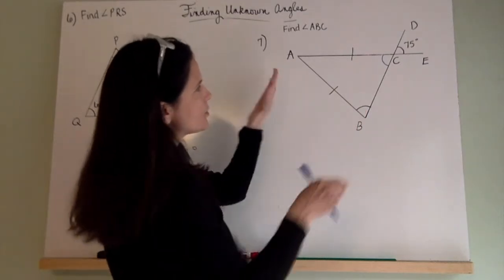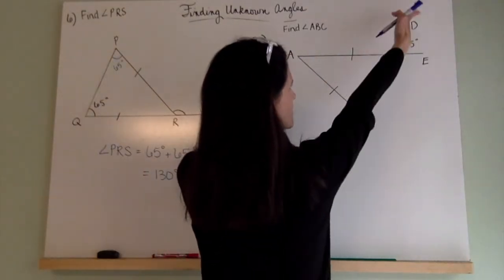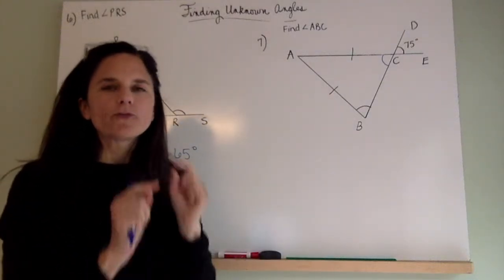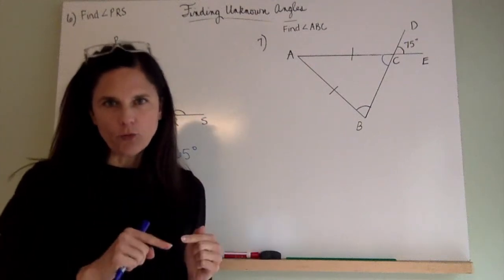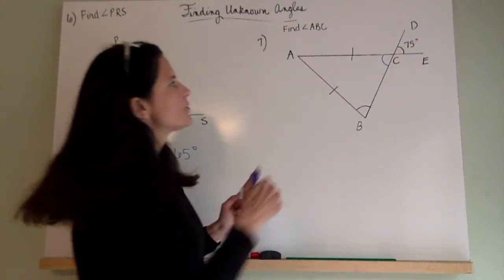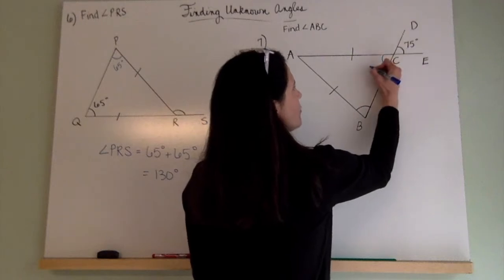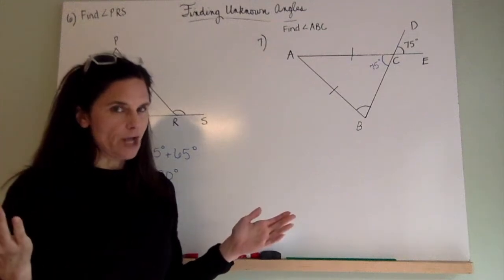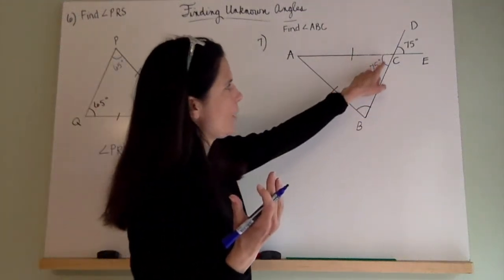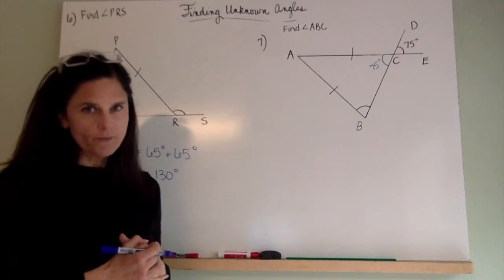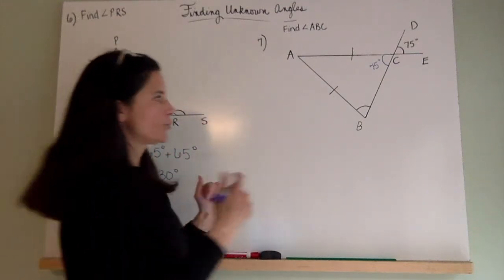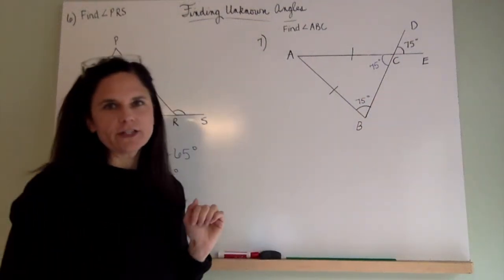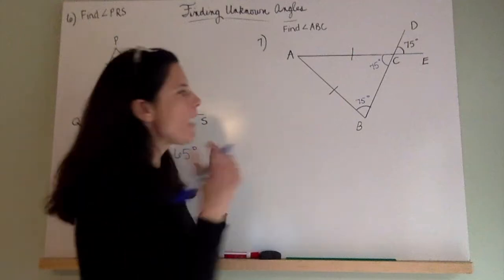And if you'll notice, we were told that this is a straight line and this is a straight line. So when we have two straight lines that intersect, we know that the vertically opposite angles are equal. That's one of our line properties. So that means that this angle is equal to this angle. And then we know that the two angles opposite one another in an isosceles triangle between those equal sides are also equal. So this is also 75 degrees. So we didn't even have to calculate anything for that one.